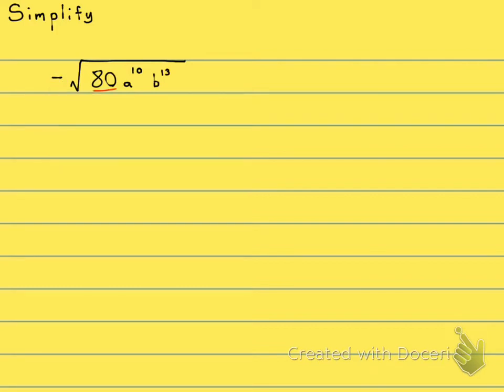And I have 80, a to the 10th, b to the 13th. And I'm going to separate these three. Because they're multiplied, I can separate them into separate radicals. Negative square root of 80 times the square root of a to the 10th times the square root of b to the 13th. Now, I do that so I can look at them differently.